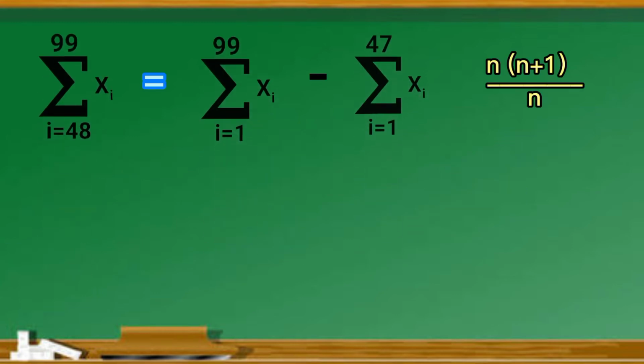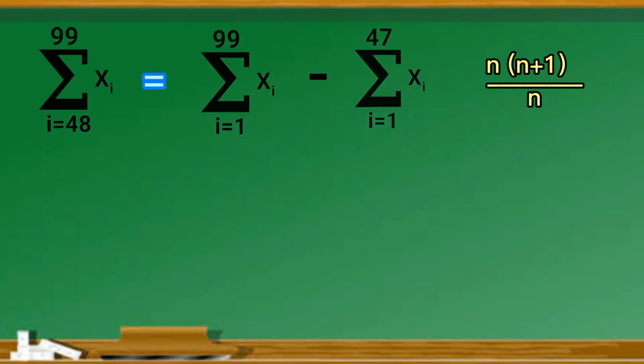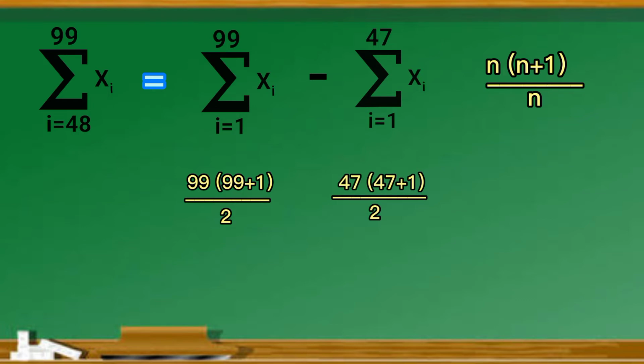So, ngayon class, gamitan na natin ang formula each summation notation. So, una is, we have 99 times 99 plus 1 all over 2. At sa pangalawa naman nating summation notation, we have 47 times 47 plus 1 all over 2. And then, we subtract. Now, let us simplify.